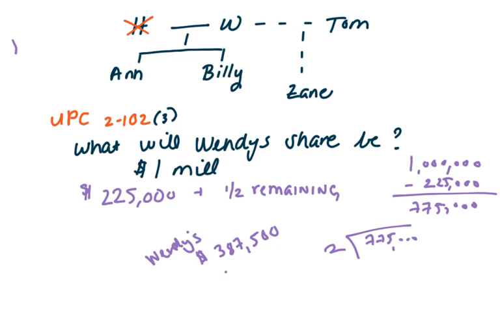What happens to the other $387,500? It goes to Anne and Billy, and it's divided between them equally. Zane does not get anything because Zane is not Howard's issue.